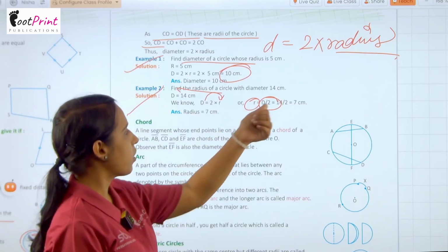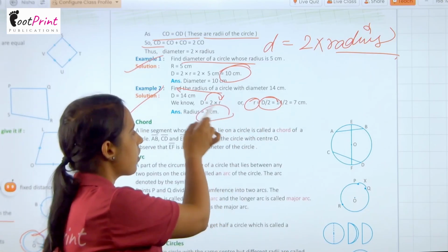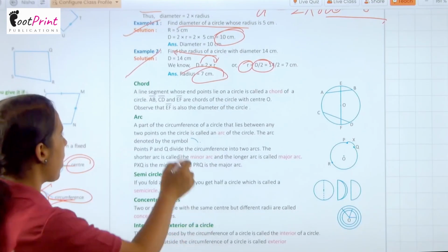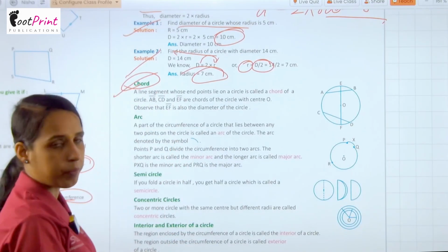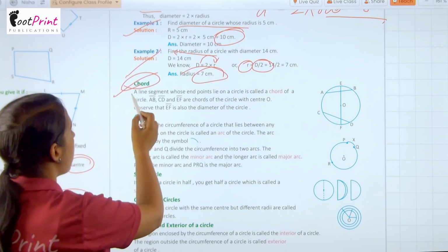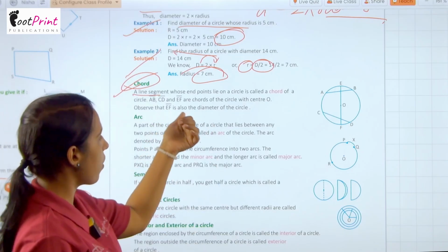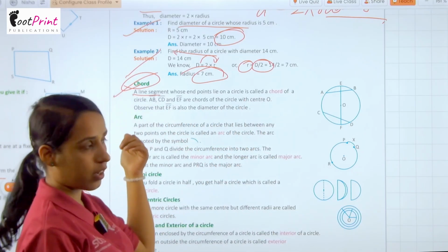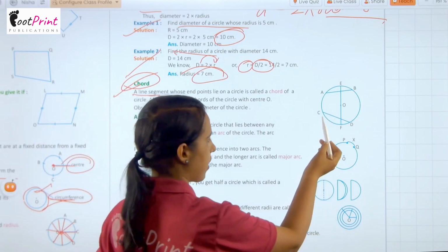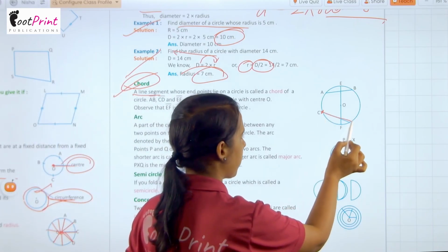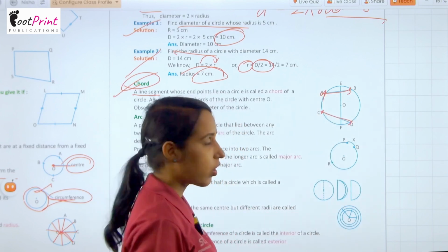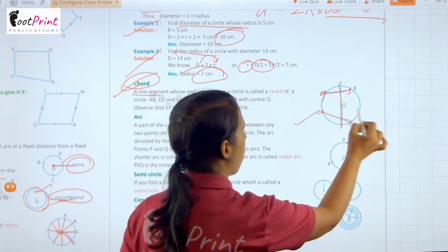So we will divide it by 2 and get the radius is 7 centimeter. Okay, now we have the next part of the circle, that is chord. So what is chord? A line segment whose endpoints lie on a circle is called a chord of a circle. So a line segment that is formed by touching the circumference from both sides, that one is called a chord.